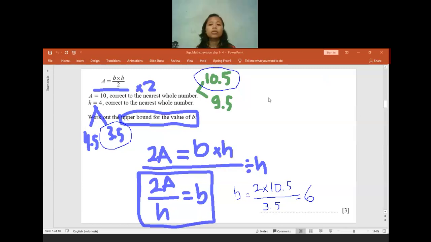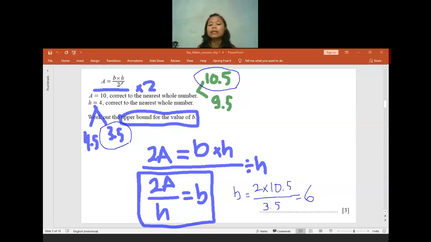Okay, is someone still confused about making B the subject? To make B the subject, I need to do the opposite with the A to everything that I do to the B. So in here, the B is multiplied by H. So on the other side, I need to do the opposite. The opposite of multiply by H is divide by H. Then B is divided by 2.